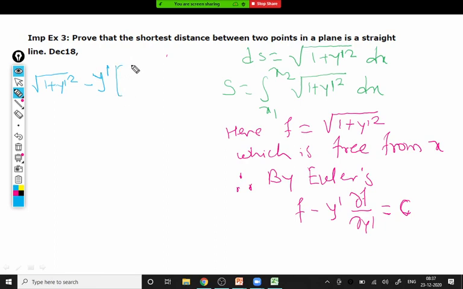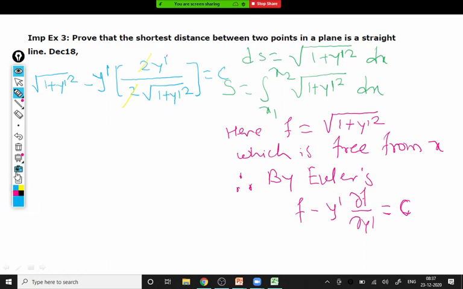It is 1 by 2 root of (1 plus y dash square), multiplied by the derivative of (1 plus y dash square), which is 2y dash, minus y dash, is equal to a constant. So you'll observe a few things get cancelled. First of all, this 2 gets cancelled with this 2.